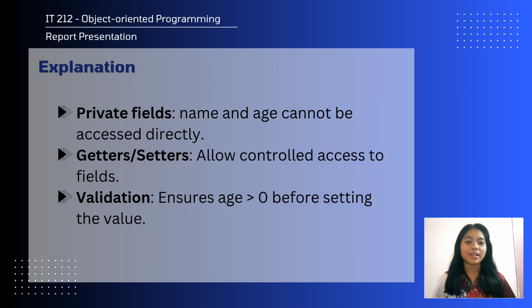So encapsulation hides the class data using private fields. We use getters and setters to control how users can access or change the data. It also includes validation to check and make sure that the data being entered by the user is valid.